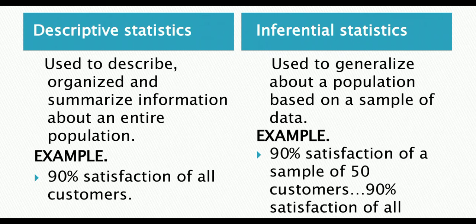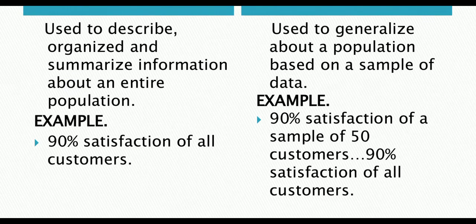Inferential statistics is used to generalize about a population based on a sample of data. I will give the same example: I have sold different cloth at a reasonable price, and there is 90% satisfaction in a sample of 50 customers. The 90% satisfaction of all customers depends on a sample of data. Then 50% of the sample of customers are satisfied, and 90% of all customers.